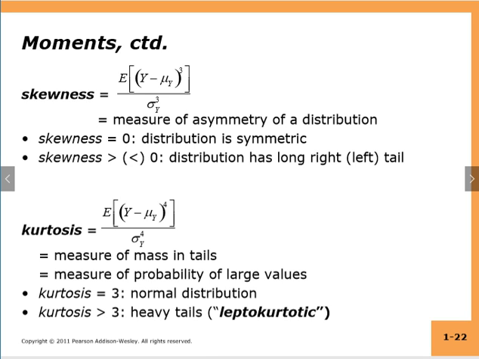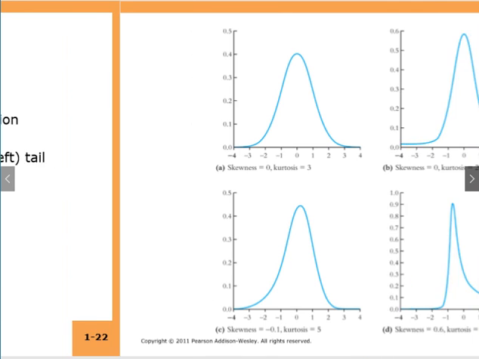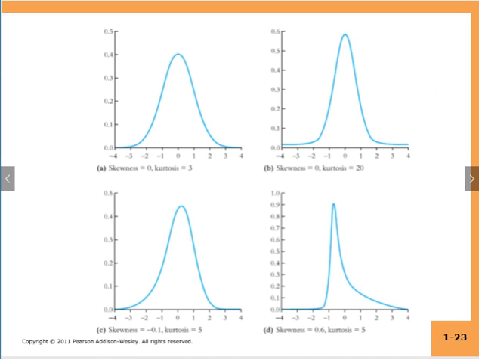For heavy tails, that is leptokurtic, that is, it is thin in the middle and spread out at both ends, the kurtosis is greater than 3. So here in this particular distribution, the skewness is 0 and the kurtosis is 3. So this is the normal distribution, where kurtosis is 3 and skewness is 0.